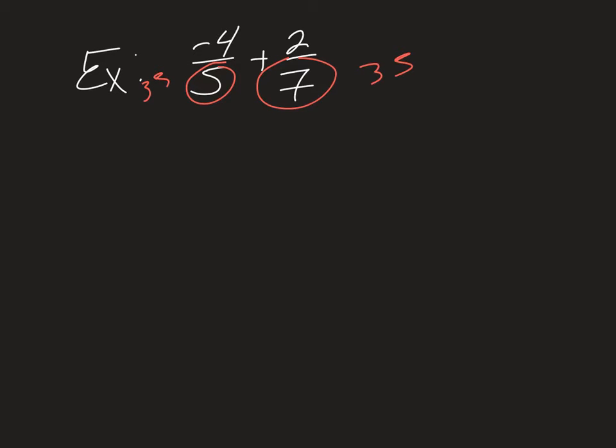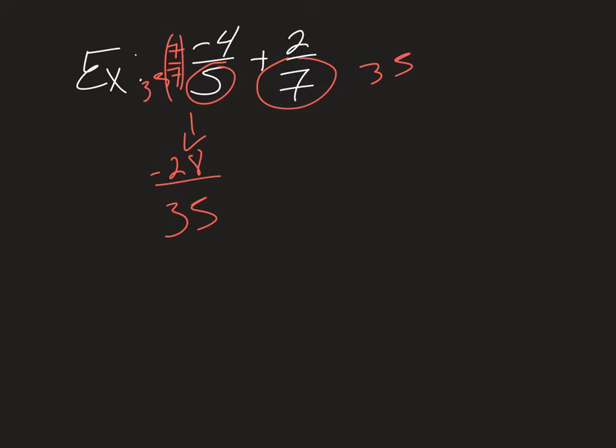So in order to alter this, I have to multiply this negative 4/5 by a fraction, and it has to be equal to 1. So how can I get from 5 to 35? Well, I multiply by 7. As long as I also multiply the top by 7, I'm not altering the value of the 4/5. So this would become negative 28 over 35. That is 4/5. It's the same thing.